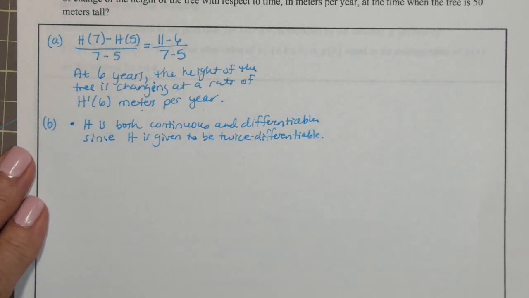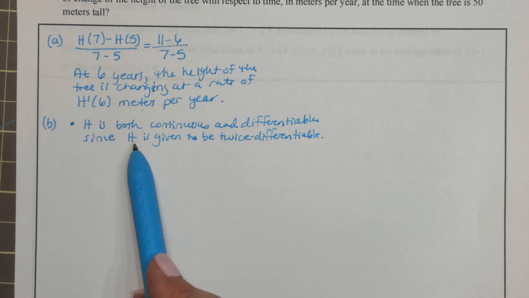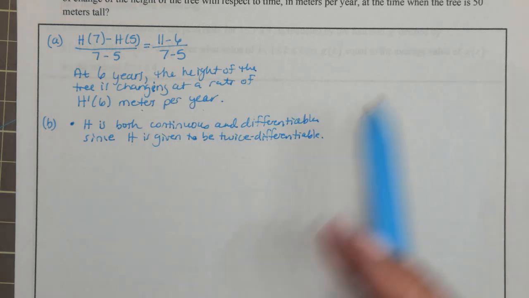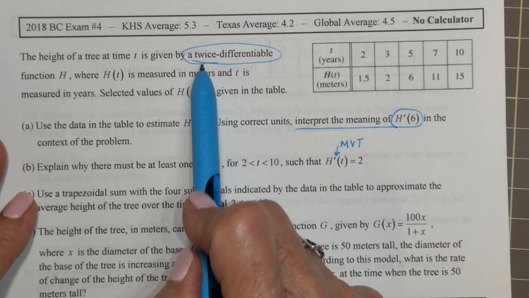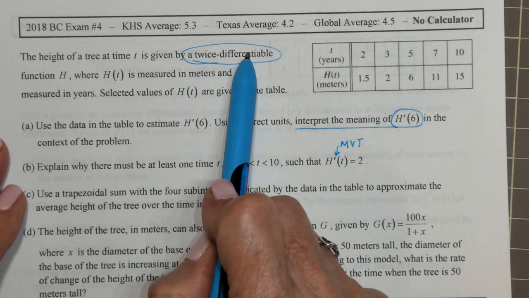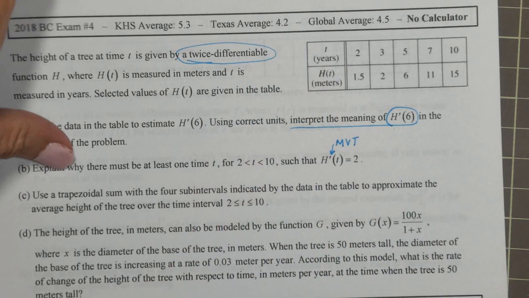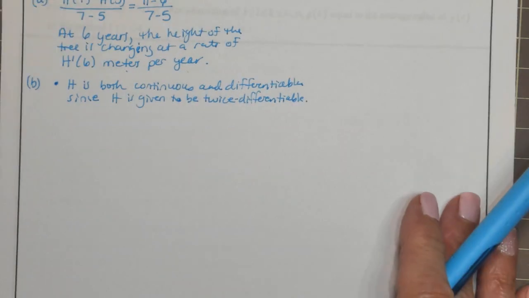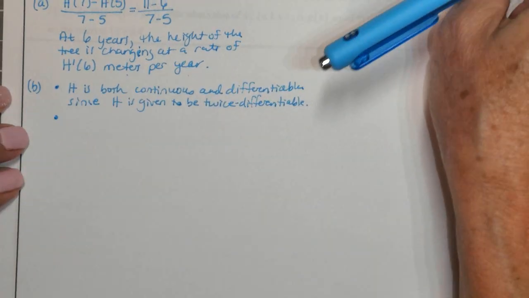So often, you guys, I'm grading a test, and I'll read something that says like H is given to be differentiable. No, it's not. It's not given to be differentiable. It's given to be twice differentiable. So don't tell me it's given to be one thing if it's not. Okay? Just say what it says. All right.